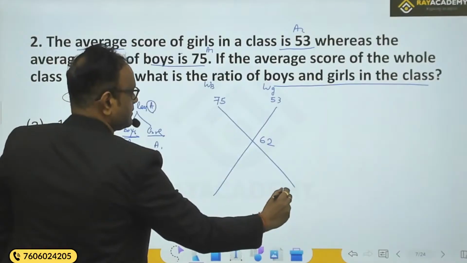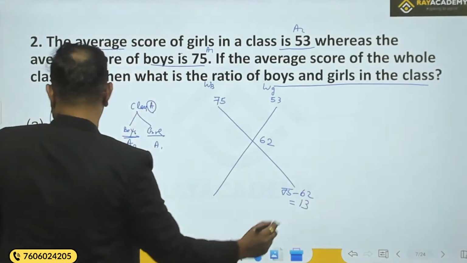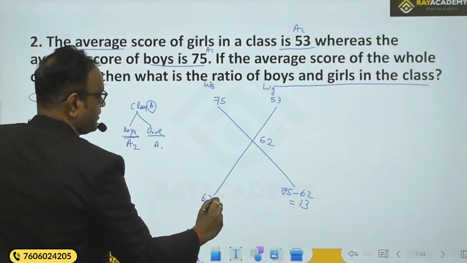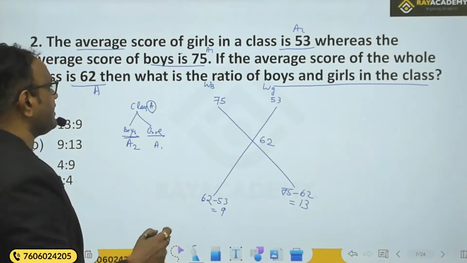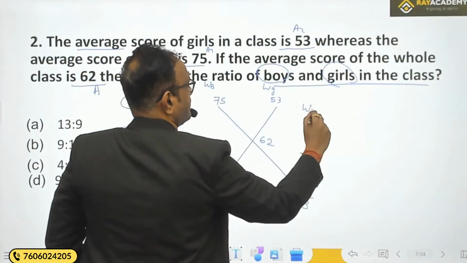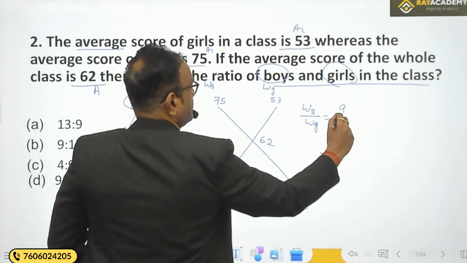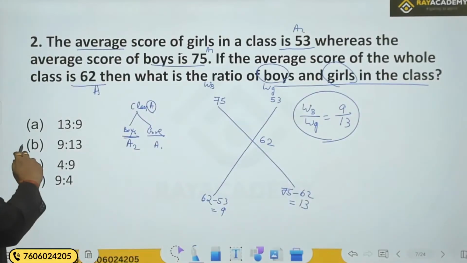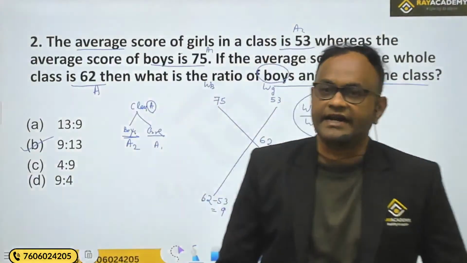So this is 75 minus 62, that is 13. And along this line, 62 minus 53, that is 9. So again they are asking the ratio of boys and girls. So WB, weightage of boys by weightage of girls, is equal to 9 by 13, and this is directly there in the options also. Option B is the right answer.